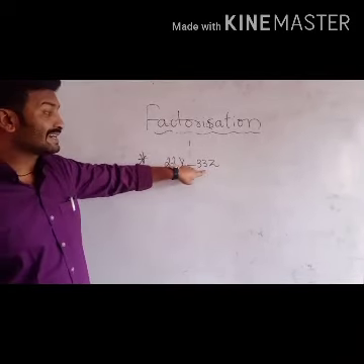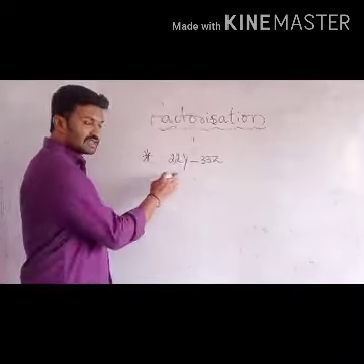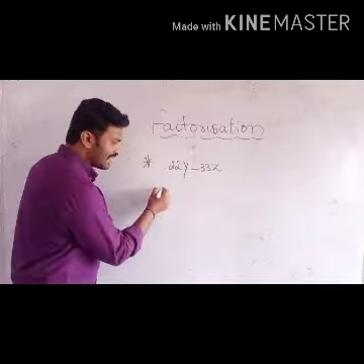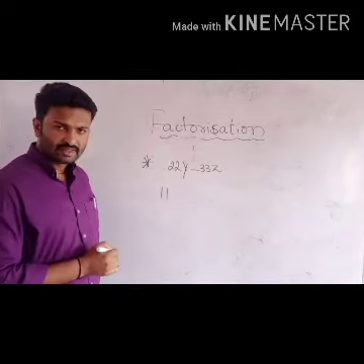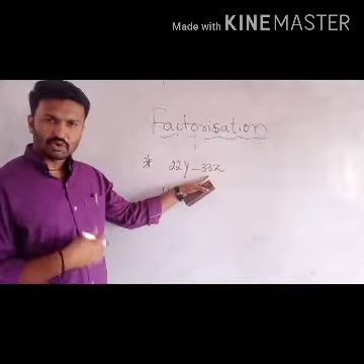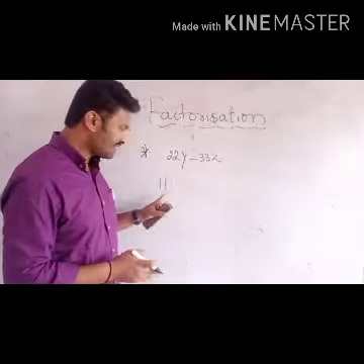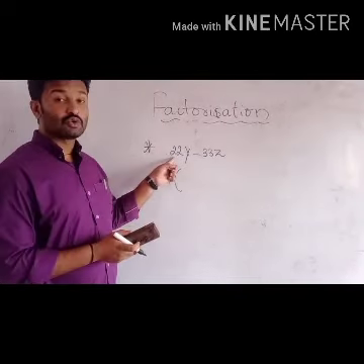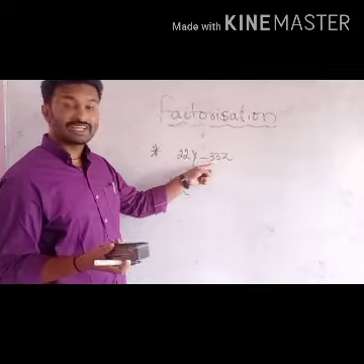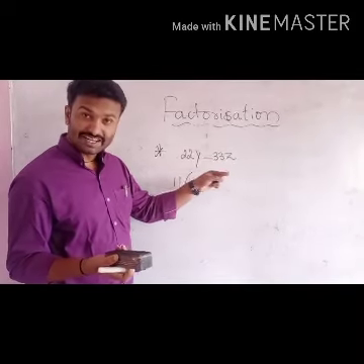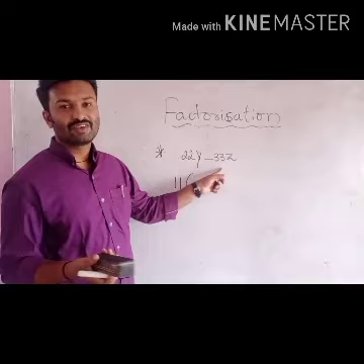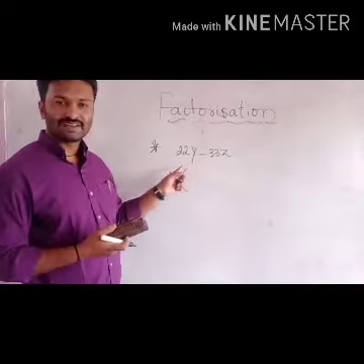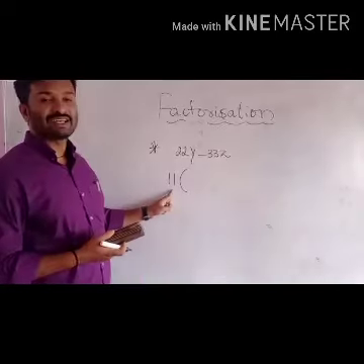22y minus 33z. First we will concentrate on the numerical. 22 and 33 are both divisible by 11. We cannot take 22 common, because 33 is not in the 22 table. We cannot take 33 common either, because 22 is not in the 33 table. Both are divisible by 11.